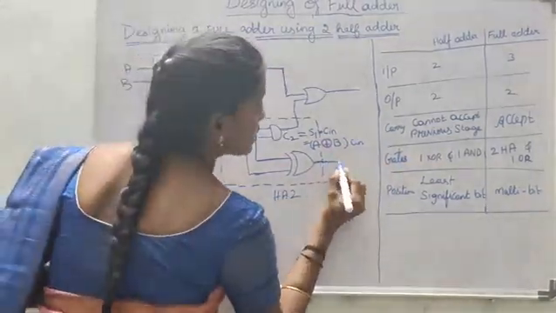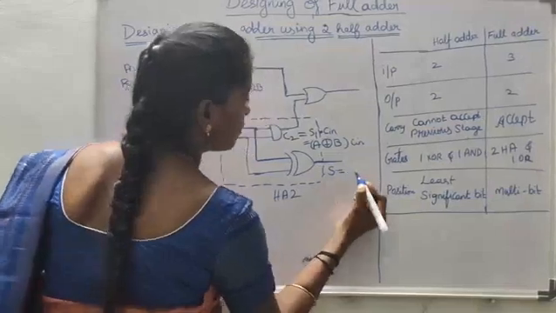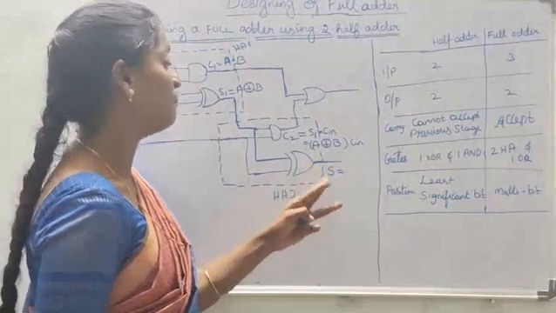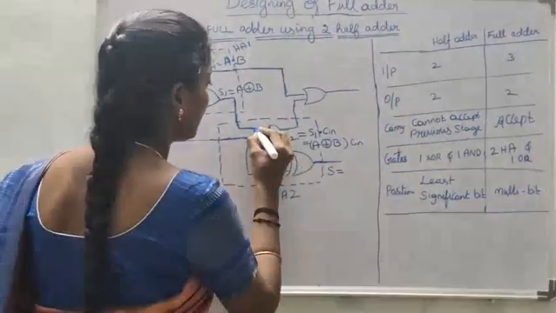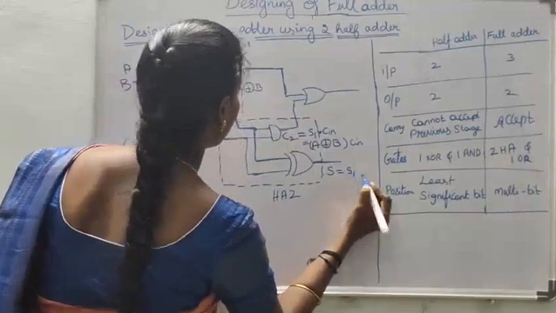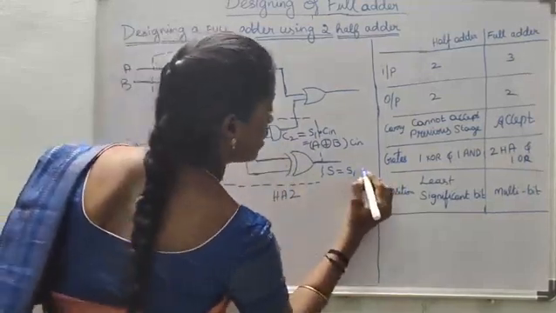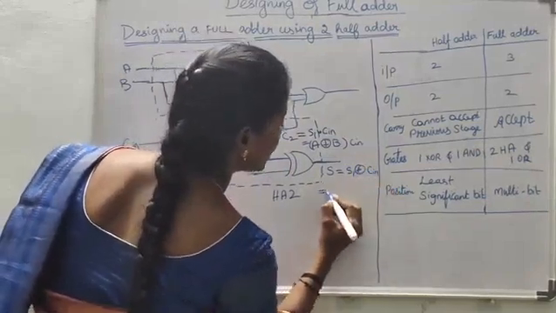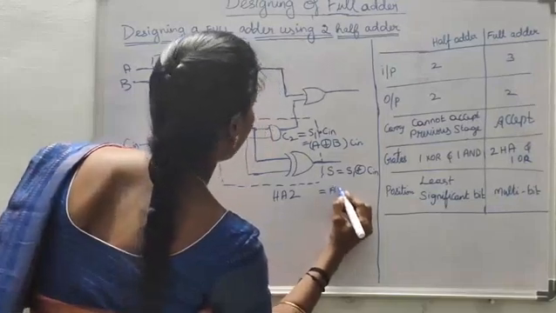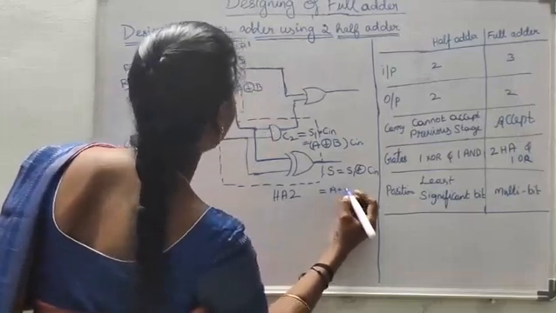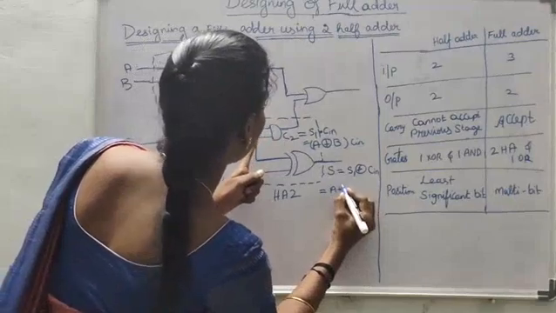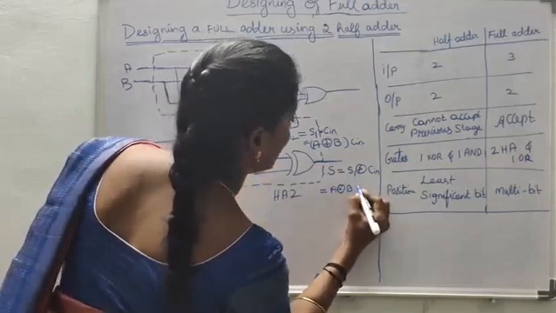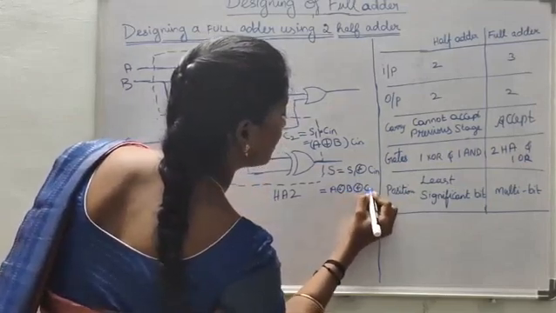The final sum is obtained by performing S1 XOR Cin. Here S1 is represented as A XOR B, XOR Cin.